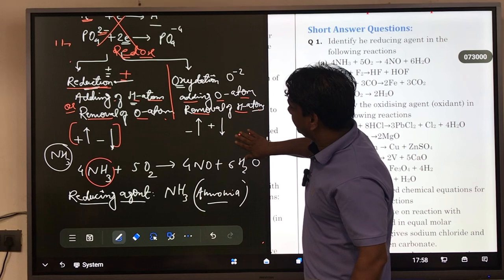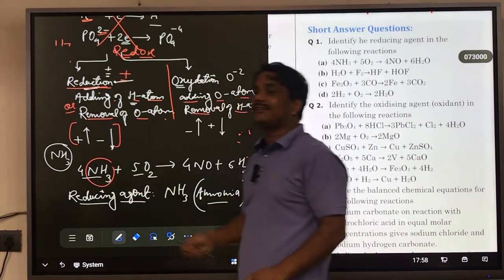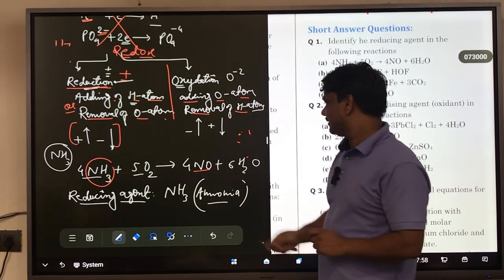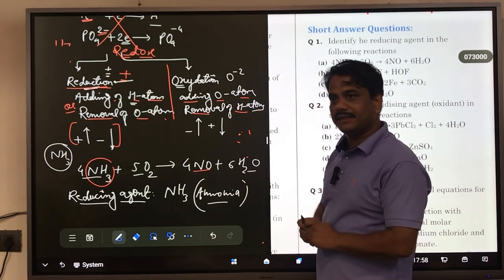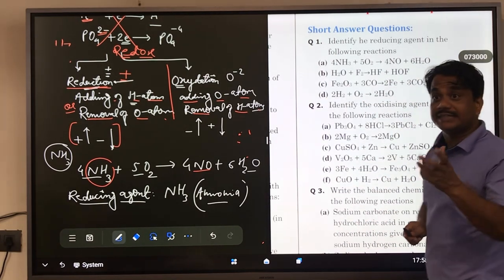Now for the examples. Ammonia is reacting with oxygen, forming NO, nitrogen oxide, and water molecule. Here we have to identify the reducing agent.